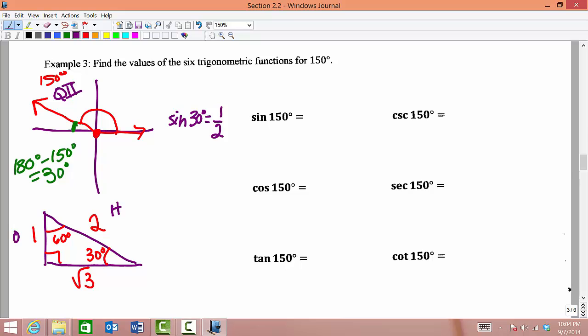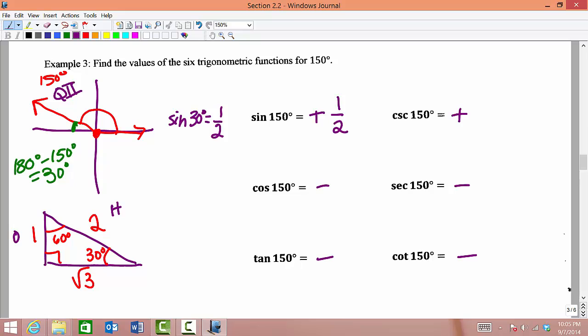So what is positive in quadrant 2? Well, that of course would be sine and cosecant. All of my other trig functions will be negative. So I can already determine all of the signs of my trig functions. And now I will just look at the sine of 30 degrees would be 1/2. So it tells me the sine of 150 degrees would have the same numeric answer. So it would also be 1/2.